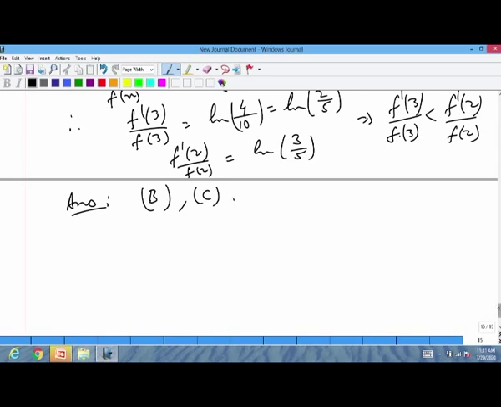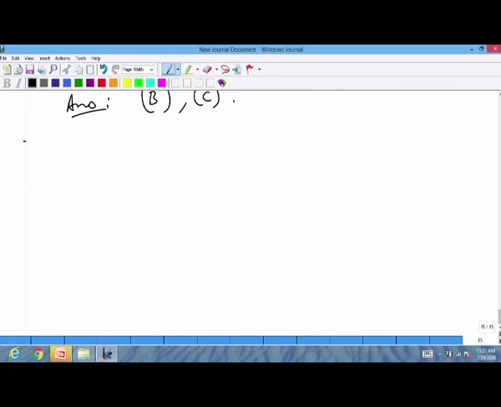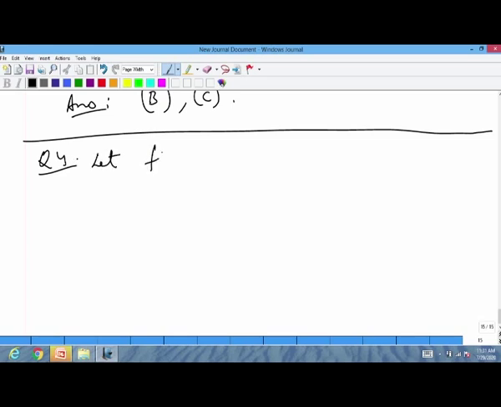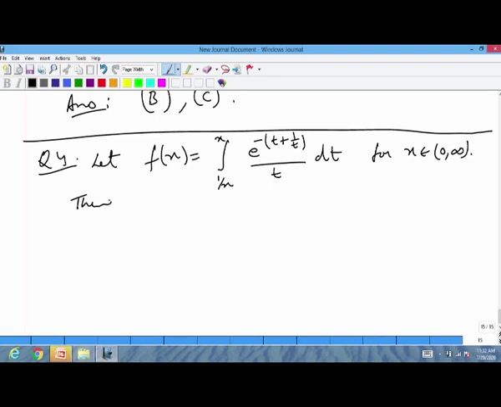Okay, let us move to question number 4. Let f x be equal to the integral from 1 by x to x of e to the power minus (t plus 1 by t) divided by t dt, for x in 0 to infinity. Then which of the following options are correct?